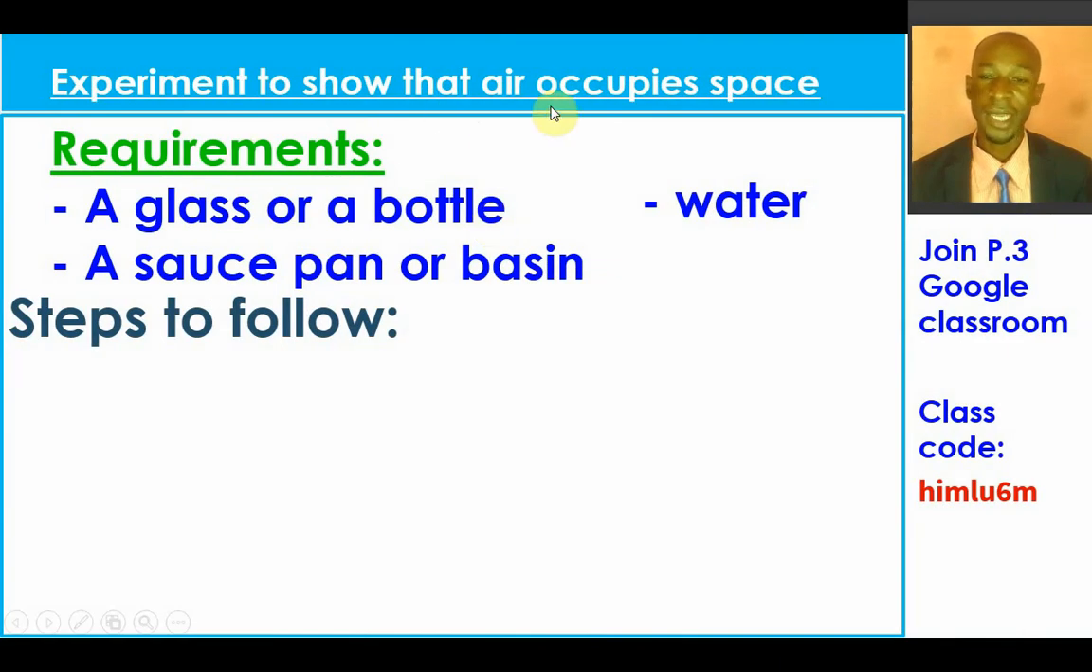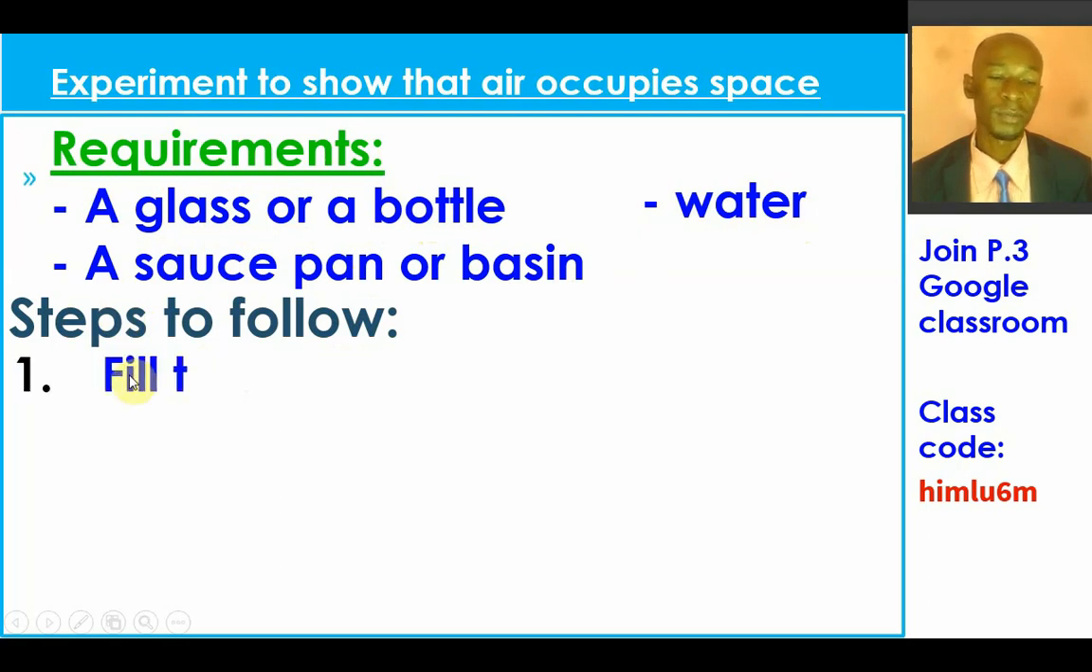Experiment to show that air occupies space. We begin by listing the requirements needed. There we need a glass or a bottle. This must be empty. An empty glass or a bottle, then a saucepan or a basin with water in it. So, what are the steps to follow?